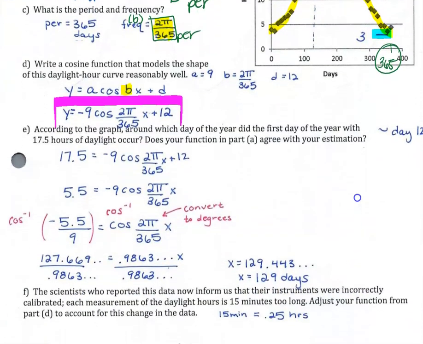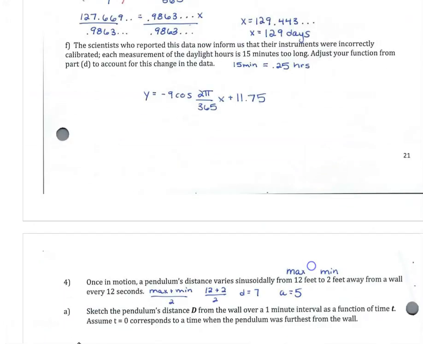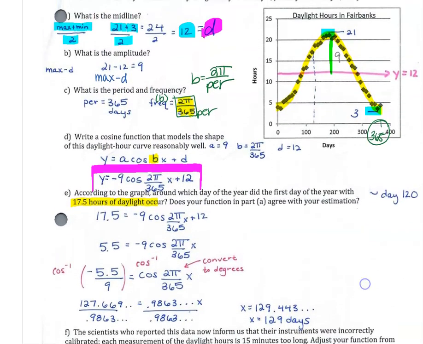Now, according to the graph, around which day of the year did the first day with 17.5 hours of daylight occur? When does your function from part A agree with your estimation? I want to find when there will be 17.5 hours of daylight. If I had to approximate, 17.5 is right about there, which is approximately 120-some days maybe for when that first hits.